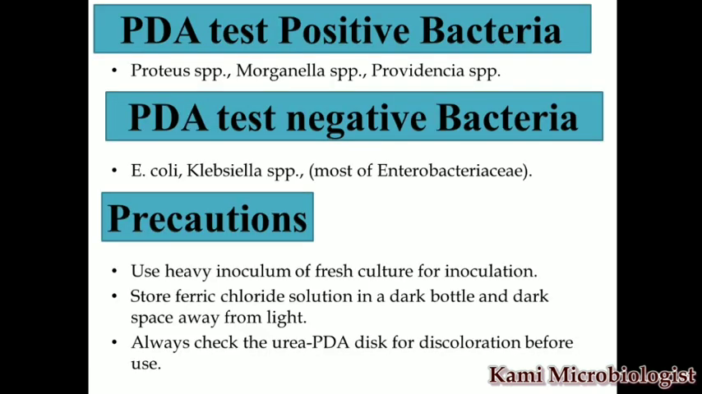There is a main thing that I didn't write, that is the limitation. Limitation means that you have to perform other biochemical tests, because Proteus, Morganella and Providencia have the same characteristics in this test. So for identifying one particular bacteria, this one test is not enough. You have to perform other biochemical tests to confirm the bacteria 100%.